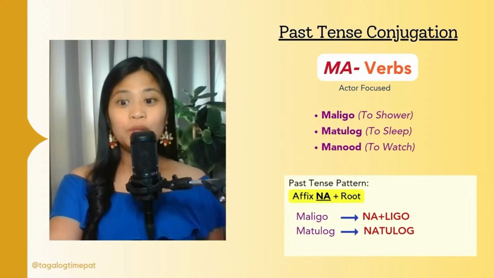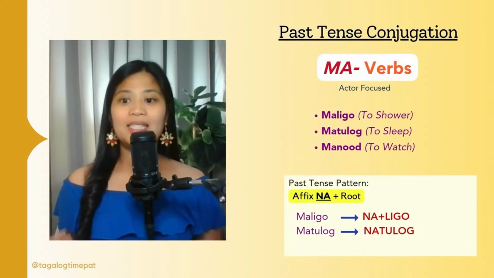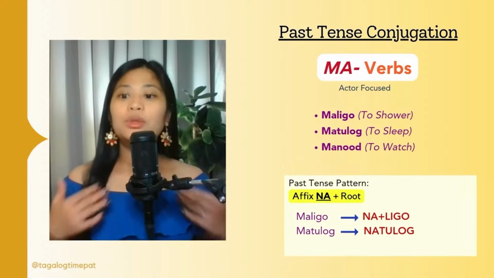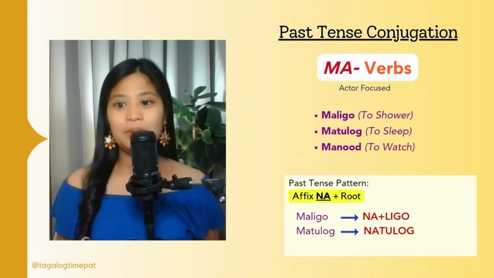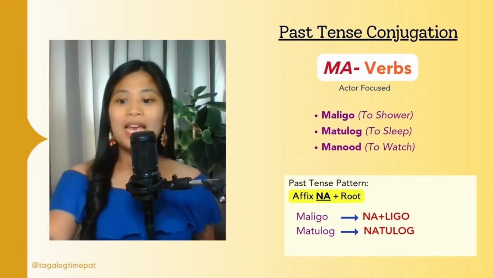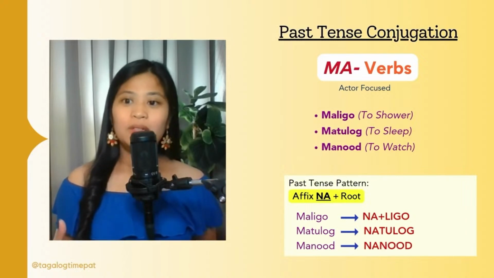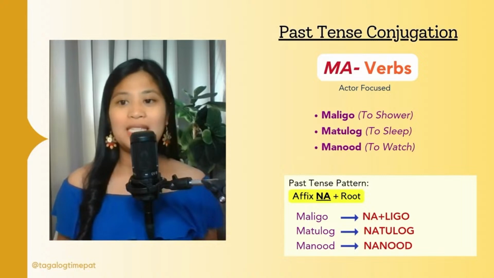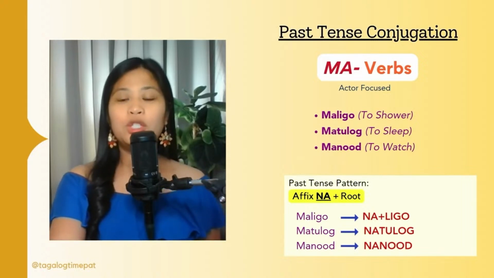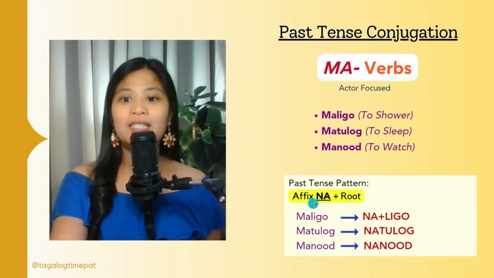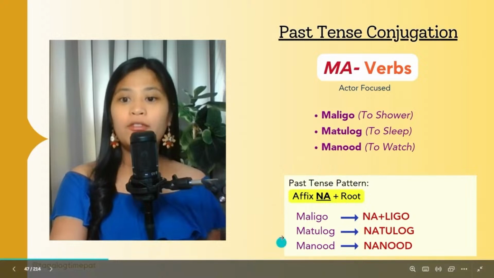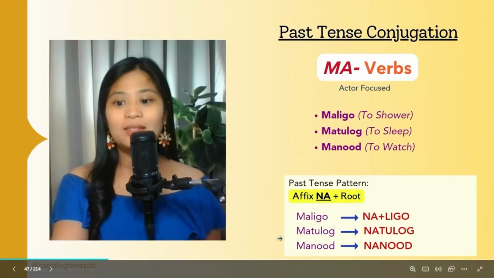Okay, matulog, to sleep, in the past tense is natulog. Natulog ako, I went to sleep. And then manood will be nanood. So, nanood ako ng sine. I watched a movie. So again, we are just using this pattern, affix na plus the root, and that is how you change ma-verbs into the past tense.